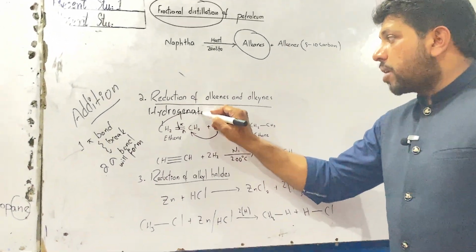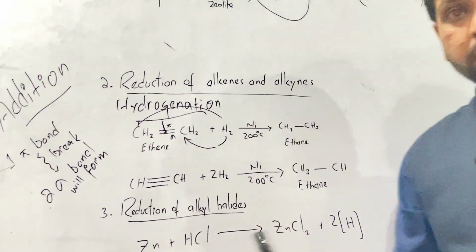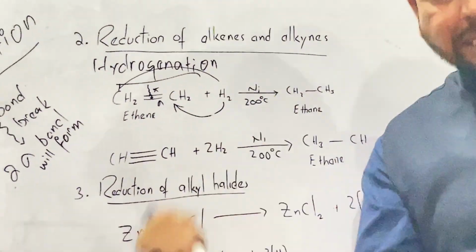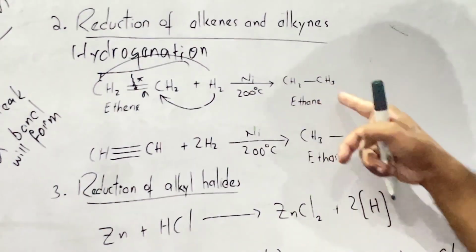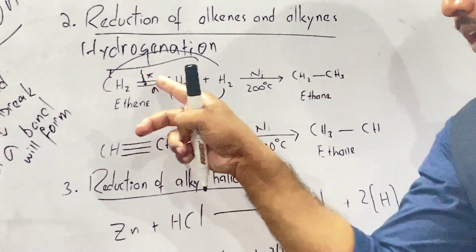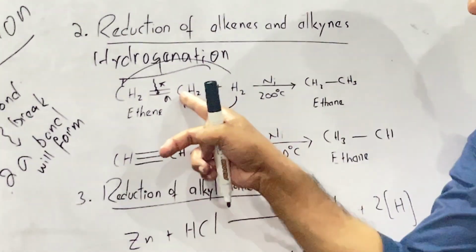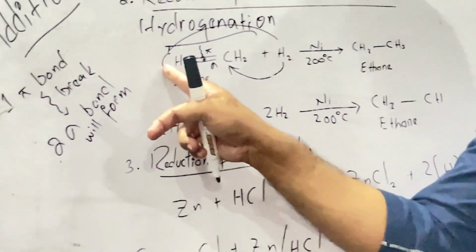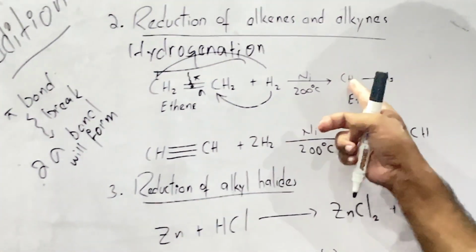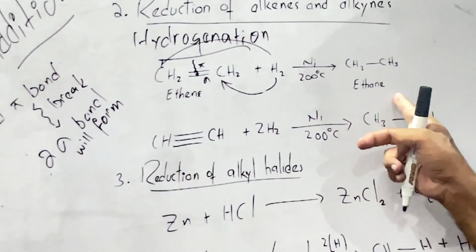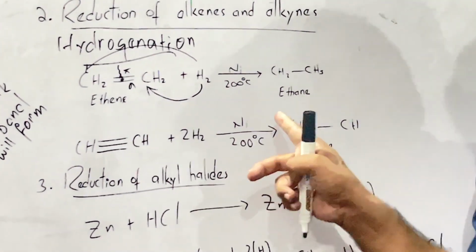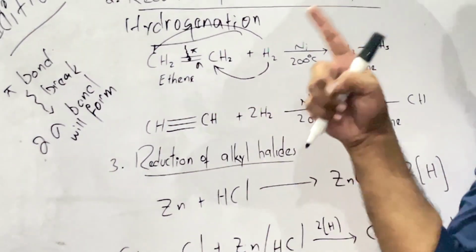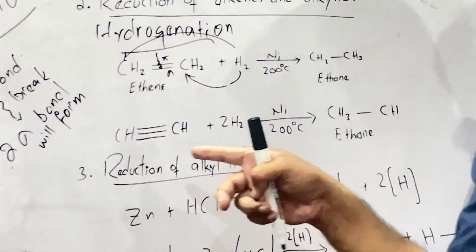In exams, the examiner will ask, define hydrogenation, also give one example. You have to put that example. Okay, ethene, one bond will break and one hydrogen will attach to that carbon and the second hydrogen atom will attach to the other carbon. In this way, it will form CH3CH3, the ethane molecule. It was ethene and ethene converts into ethane.